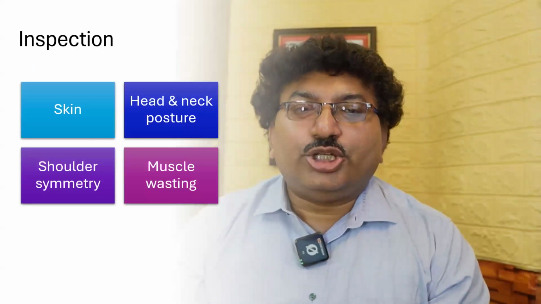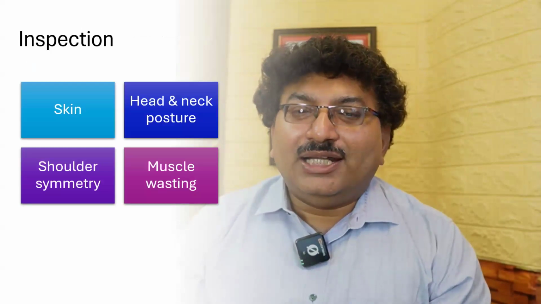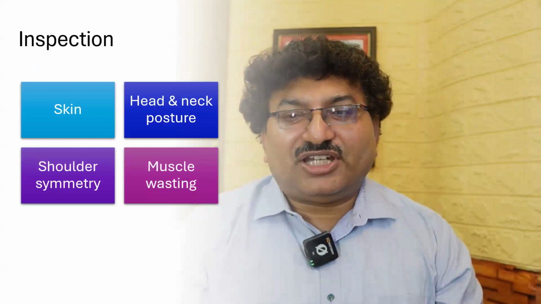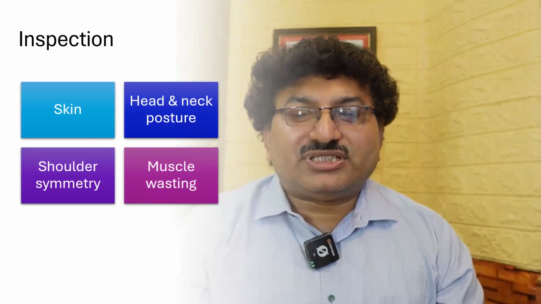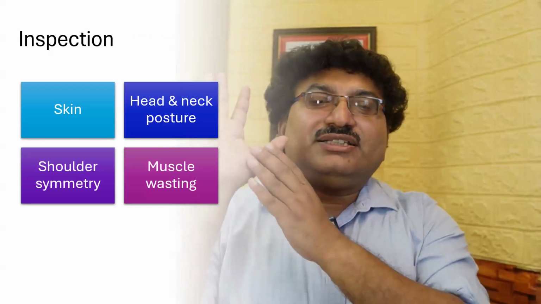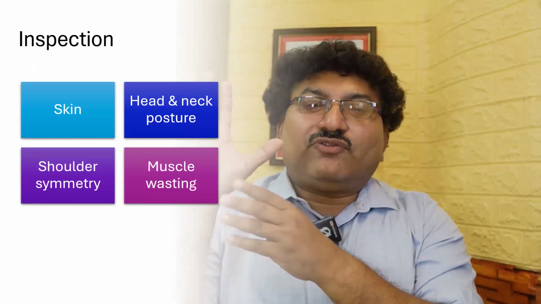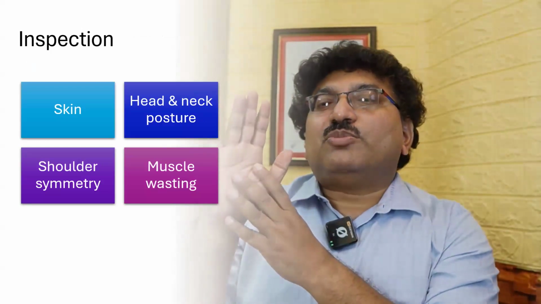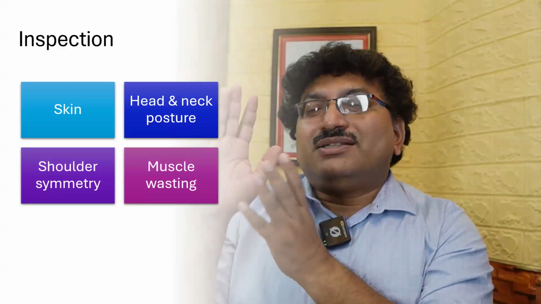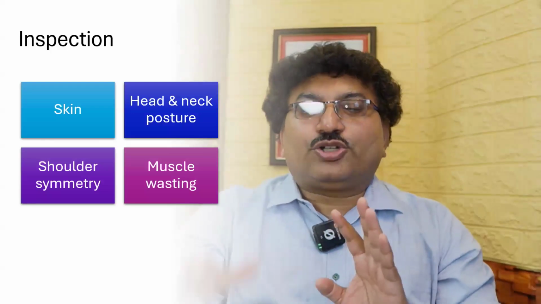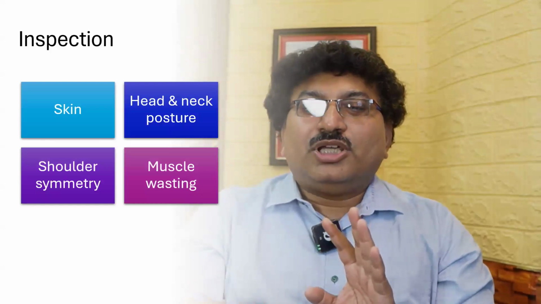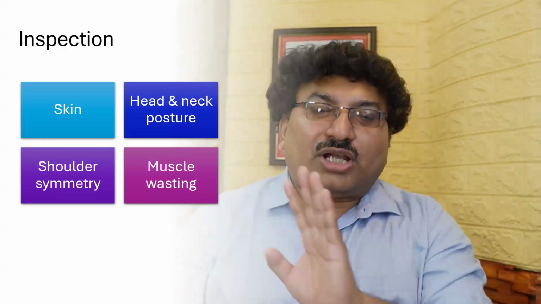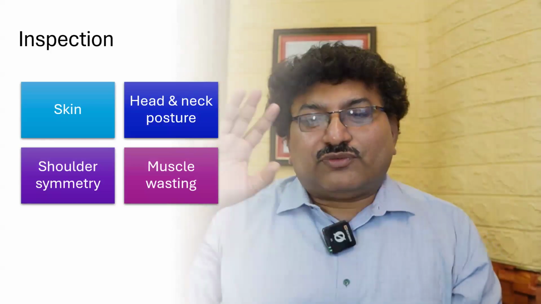So in inspection, you should check the skin condition, head and neck posture, shoulder symmetry, and presence of muscle wasting. This is very, very important because sometimes in a patient you find that the fullness of the thenar eminence is not there. So you can think the patient might have a component compressing the median nerve, either at its root or along its path. It could be a case of carpal tunnel syndrome, or median nerve entrapment at another site in the upper part as well. So you have to find out these things on inspection.